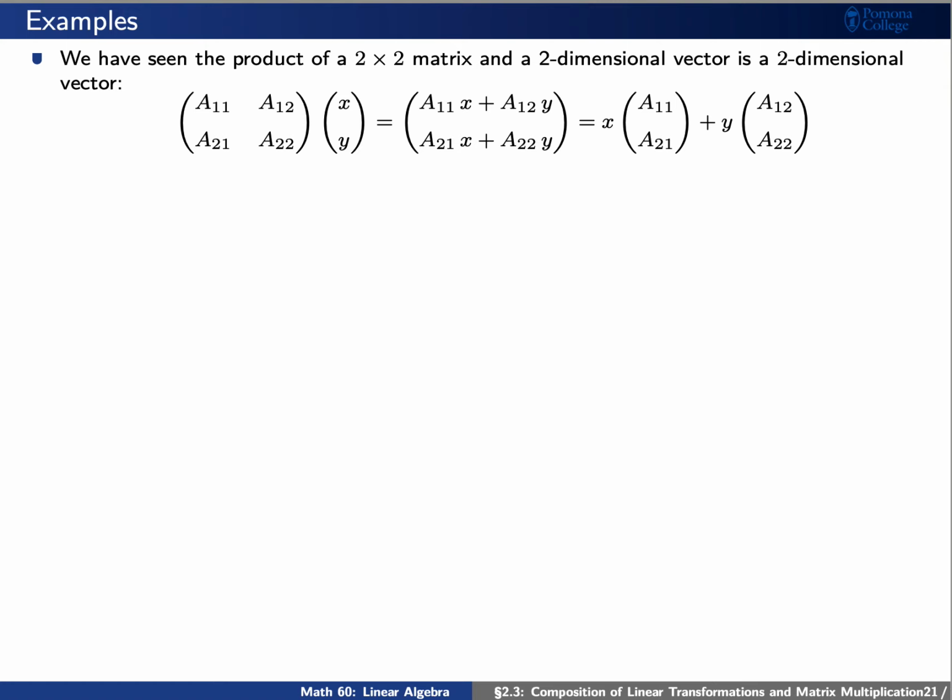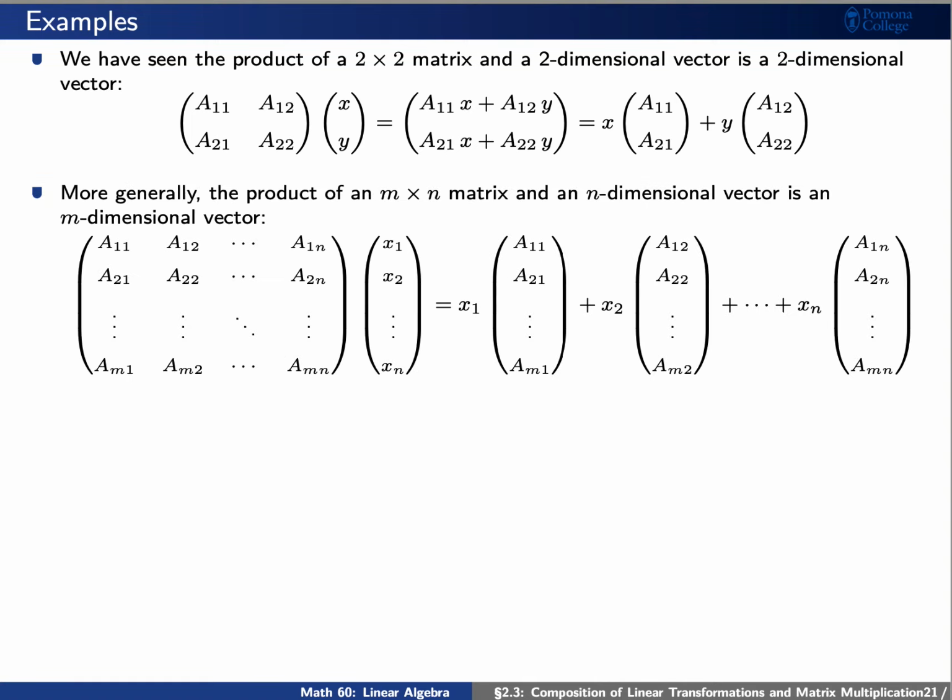We've already seen that the product of a 2 by 2 matrix and a two-dimensional vector is another two-dimensional vector. Indeed, if we take the matrix A11, A12, A21, and A22 times a vector xy, we can write this as a two-dimensional vector A11x plus A12y, A21x plus A22y. More generally, we can take the product of an m by n matrix and an n-dimensional vector to find an m-dimensional vector. Again, the formulas that you see here are almost the same as what you see for the 2 by 2 case.